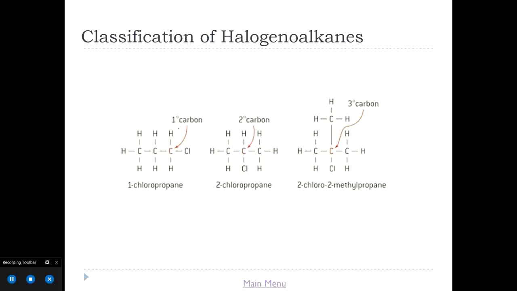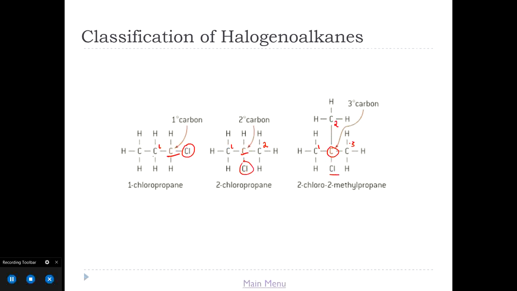So a primary halogenoalkane, like the first one here, is when the carbon that's attached to the halogen, here we're using chlorine, is only attached to one other carbon. That makes it primary. When the carbon attached to our halogen is attached to two other carbons, it's secondary. And when the carbon attached to the halogen is attached to three other carbons, that makes it a tertiary halogenoalkane.